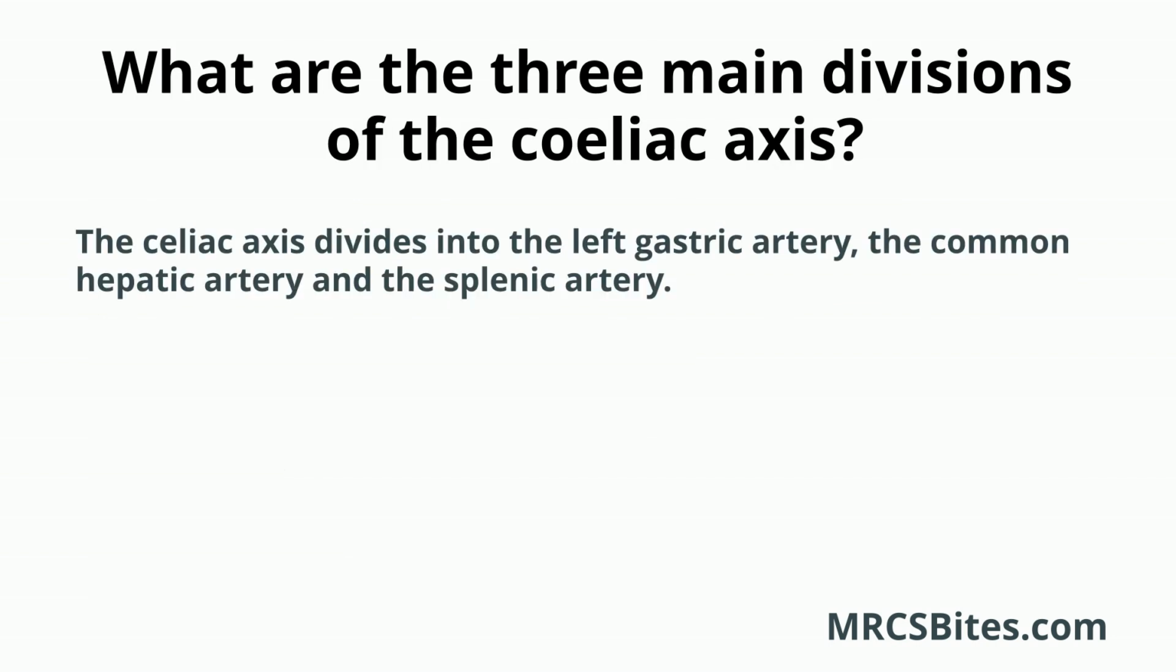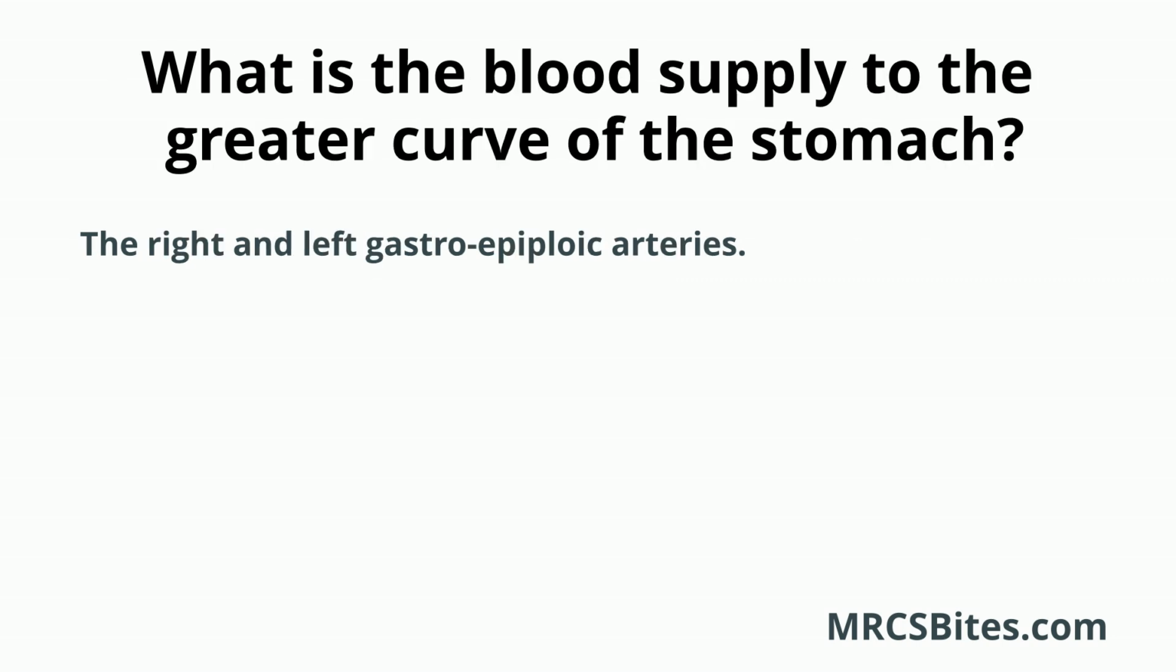What are the 3 main divisions of the celiac axis? The celiac axis divides into the left gastric artery, the common hepatic artery, and the splenic artery. What is the blood supply to the greater curve of the stomach? The right and left gastroepiploic arteries.